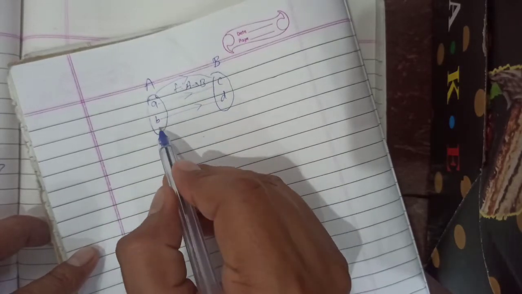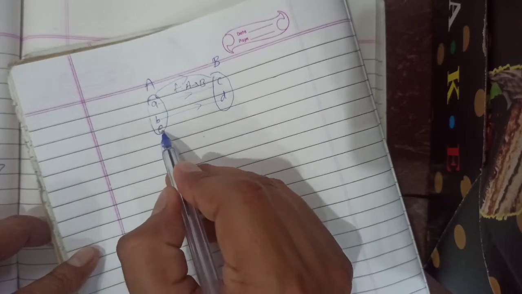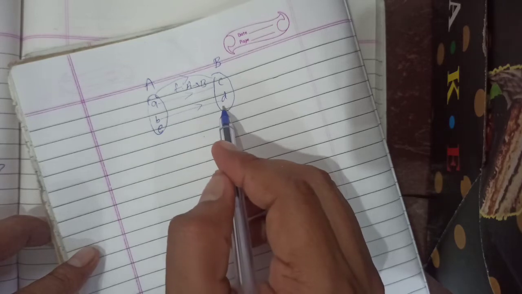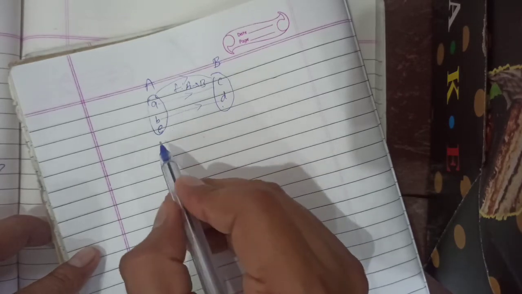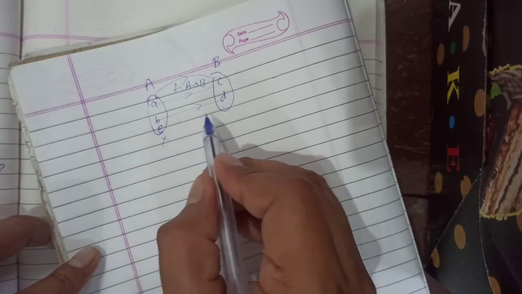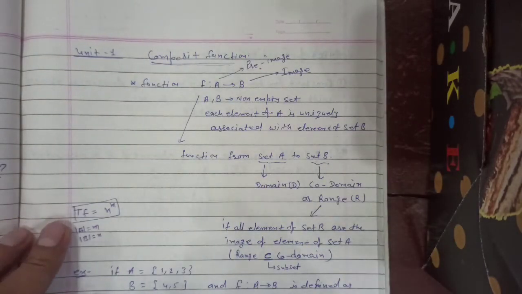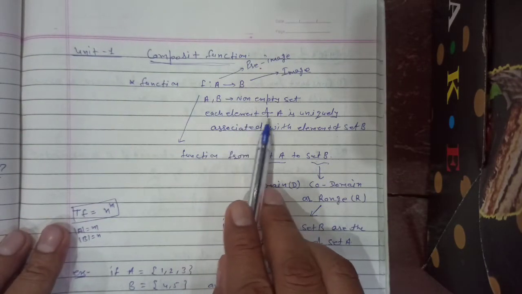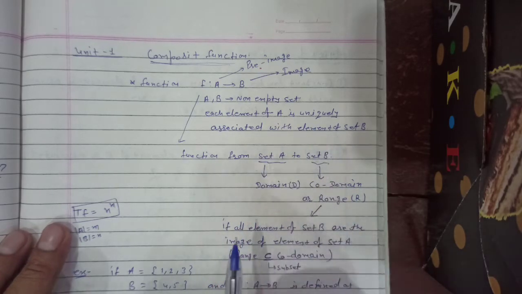But if we consider another element E, then in this case E doesn't have any image in the set B, or the elements of the set B. It means it is not a function because E does not have any image with respect to B. This is the basic rule of the function: each element of A is uniquely associated with elements of the set B.